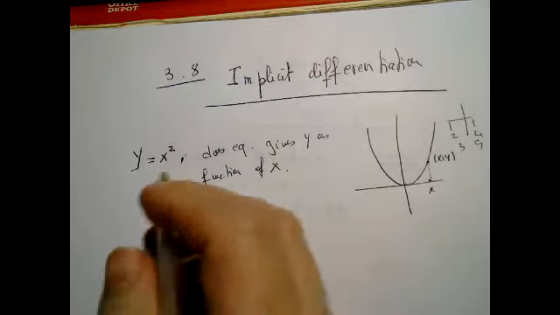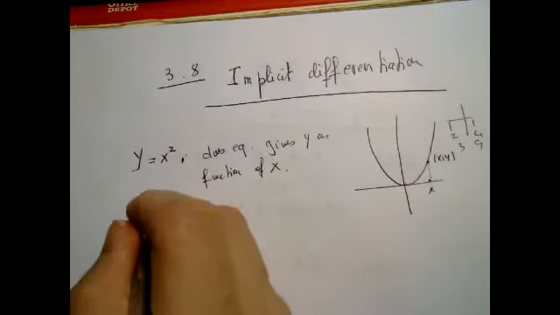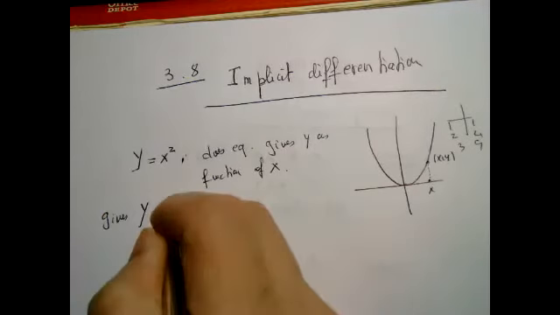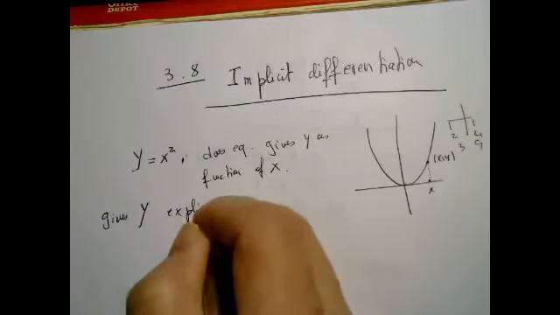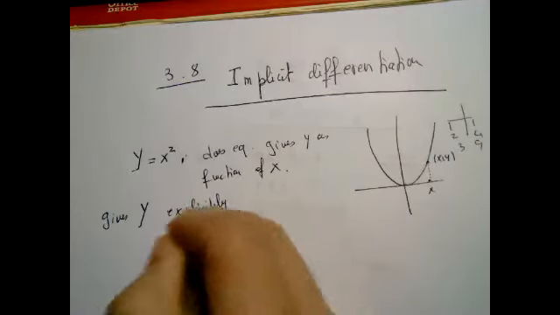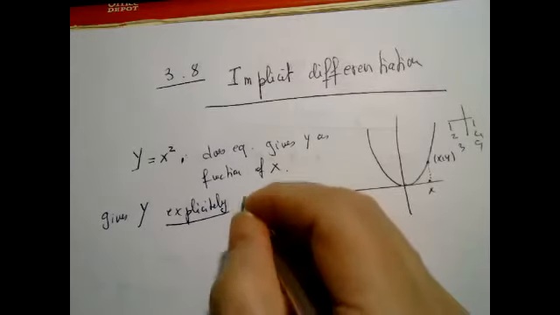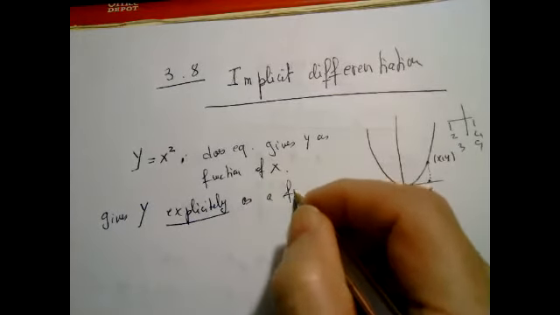So we say here that the equation gives y explicitly as a function of x. Explicitly means you give me x, I give you y. As a function of x, there is no ambiguity in the issue.